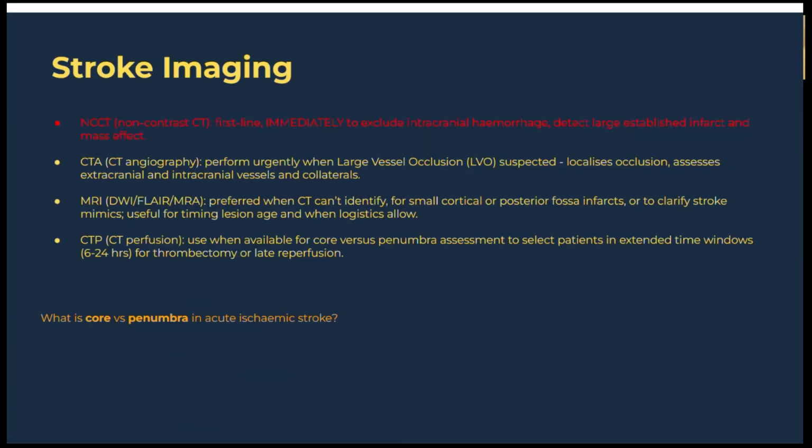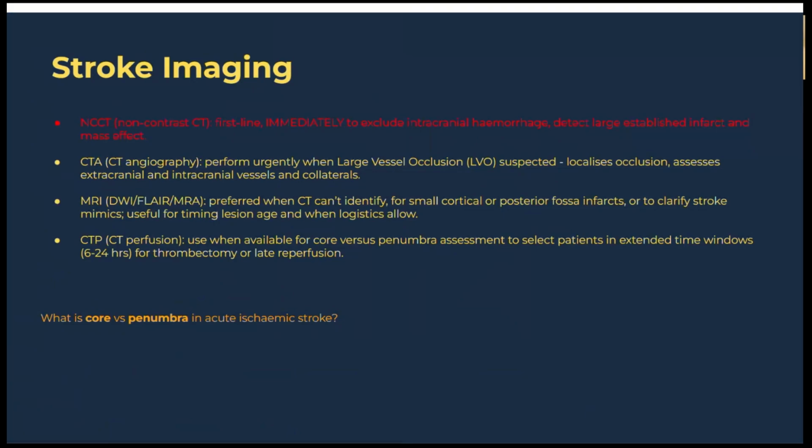If you're suspecting a large vessel occlusion, so a high NIH stroke scale score, or if you're considering a thrombectomy, then you might request a CT angiography as well, alongside that, without delaying the initial non-contrast CT. And that can help to localize where the occlusion is and assess the vessels and collateralization.